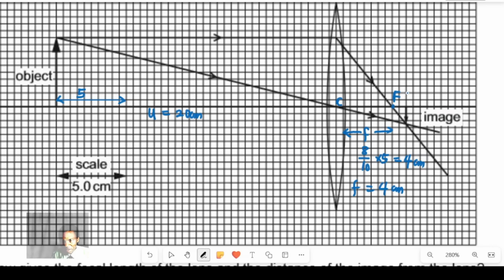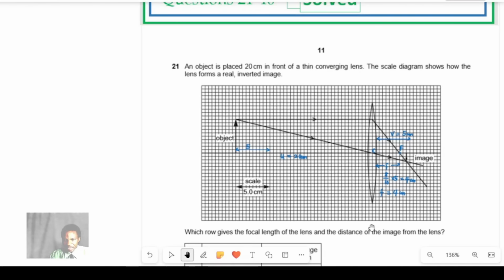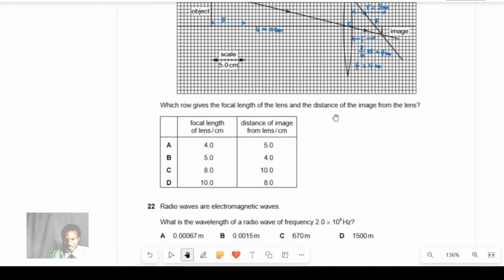And then the image distance is from here to here. So this is V, which is equal to what? 5 cm. We are given that 10 spaces of the grid line will give you 5 cm. So you have F as 4 cm and then the image distance. So the distance of image and focal length, the answer is A.